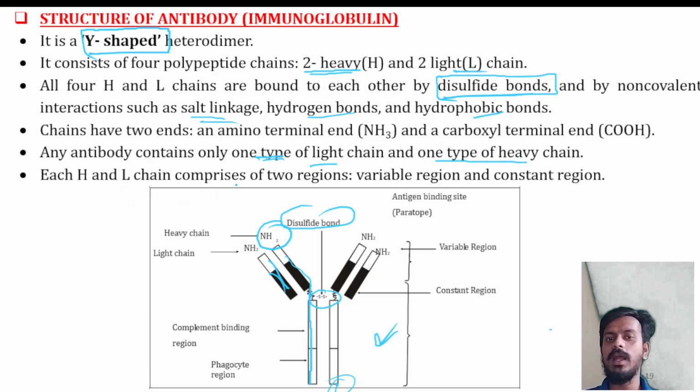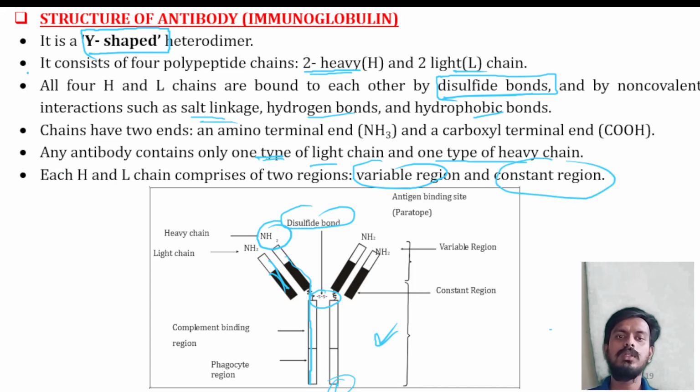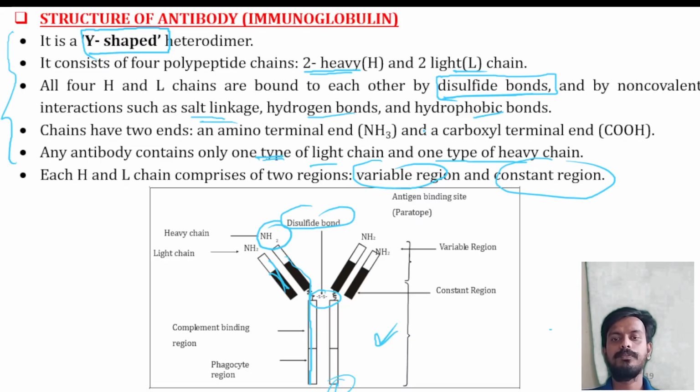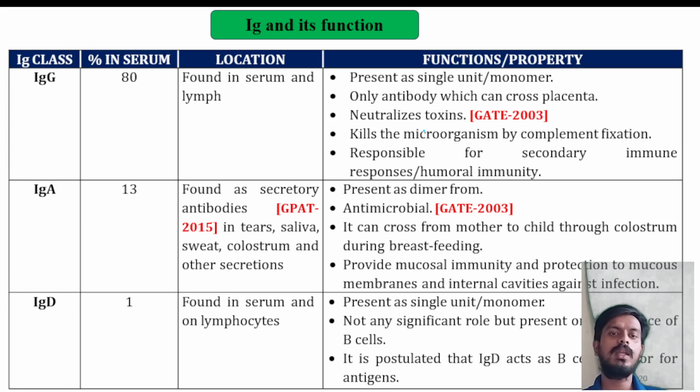Each heavy chain and light chain has two regions: one is the variable region and the second is the constant region. These are a few of the properties associated with antibodies, the immunoglobulins. There are different types of immunoglobulins depending on the classification. Basically there are five major types: immunoglobulin G, immunoglobulin A, immunoglobulin D, immunoglobulin M, and immunoglobulin E.